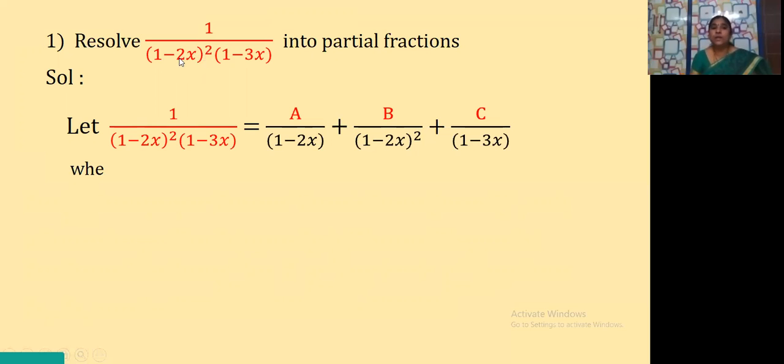That means the term 1 minus 2x is repeated. How many times is it repeated? Twice. So for this term, 1 minus 2x whole square, how many partial fractions do we get? 2 partial fractions. In the definition I told you, whatever the power n is, that many partial fractions we get. So for 1 minus 2x whole square we get 2 partial fractions, because the power is 2. That means this linear factor is repeated 2 times.